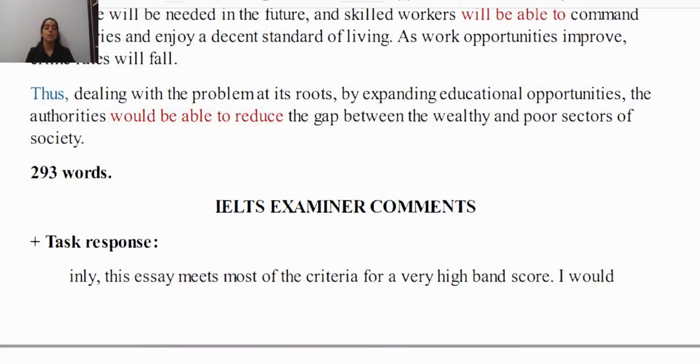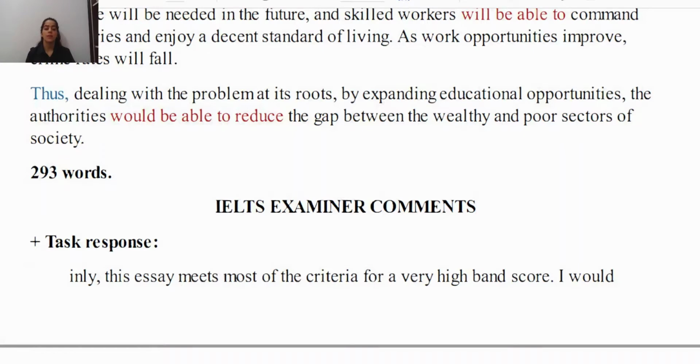Thus, dealing with the problem at its roots. By expanding educational opportunities, the authorities would be able to reduce the gap between the wealthy and poor sectors of society. So as you can see, we are trying to wrap everything up. We are just restating the introduction part. Let's see what the examiner has to tell us about this person's essay.